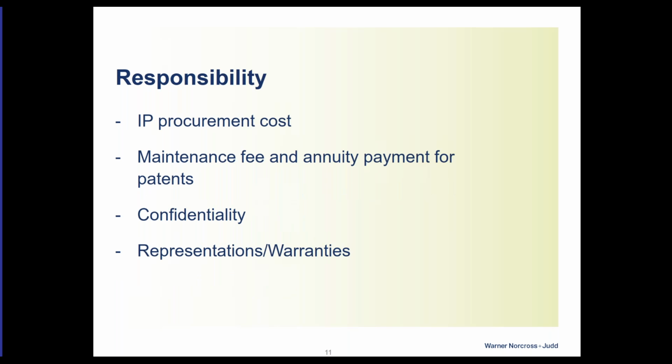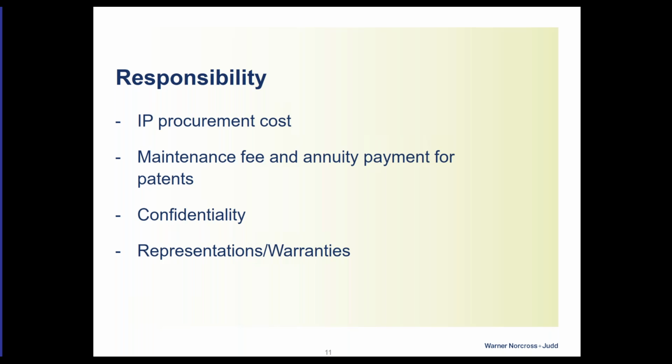The next pillar is responsibility. What does it take to operate within these agreements? There are IP procurement costs. These costs are expensive. Some portfolios can cost $20,000 to obtain on the low end and $100,000 on the high end just to obtain coverage in the areas that you'd like. That doesn't include the maintenance fees and annuity payments for those patents.